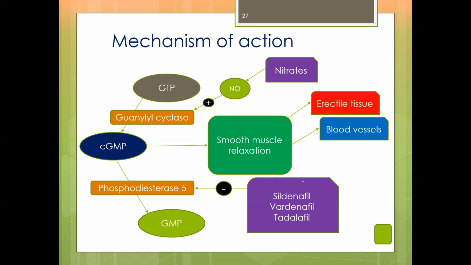So we have two categories of drugs here: nitrates, which promote conversion of GTP to cGMP. So you have more cGMP, you have more smooth muscle relaxation, more relaxation of the blood vessels. And the other way is we have blockage of the conversion of cGMP to GMP, so that as a result of this, also you have more cGMP available to act and cause smooth muscle relaxation and cause erection and also blood vessel dilatation.